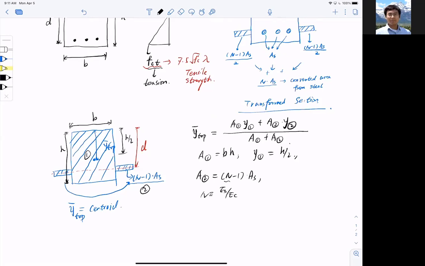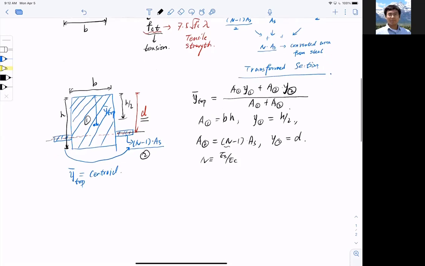Okay, so y2, which is the distance between the centroid of 2, which is right here, right, to the top, which means it is just d. Okay, that is the distance of y2. Right? So with this, I just need to find out the moment of inertia and be careful the notation, right?